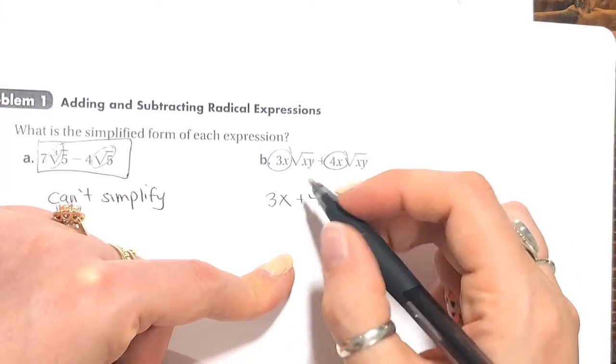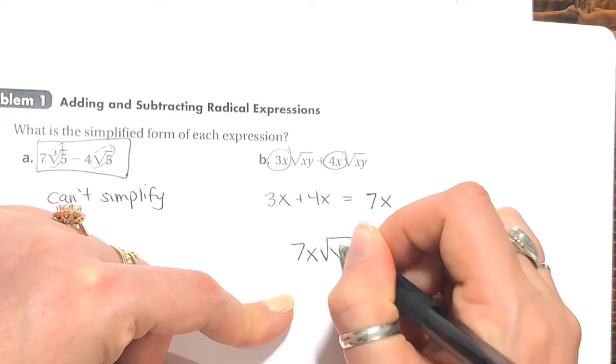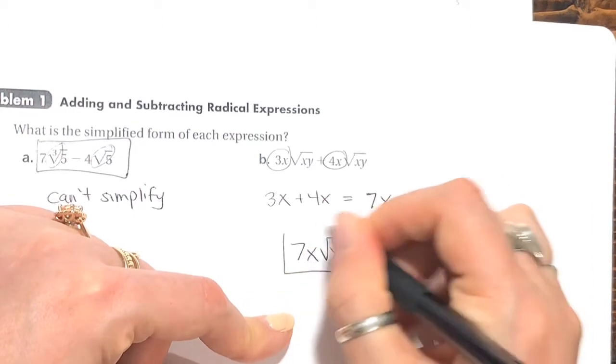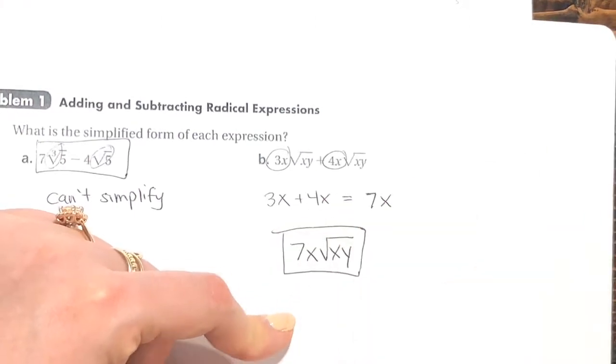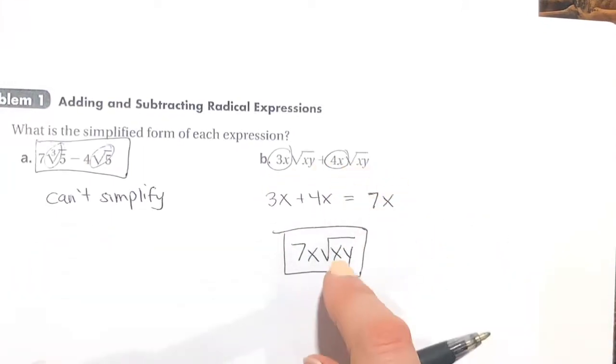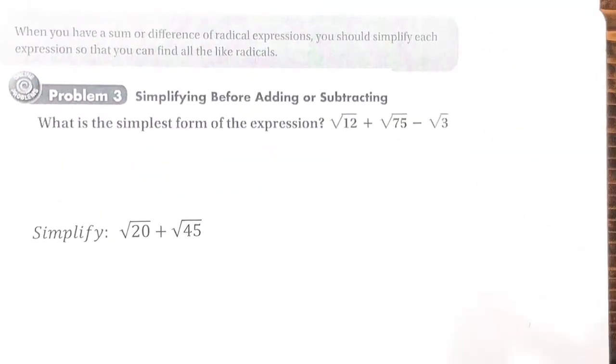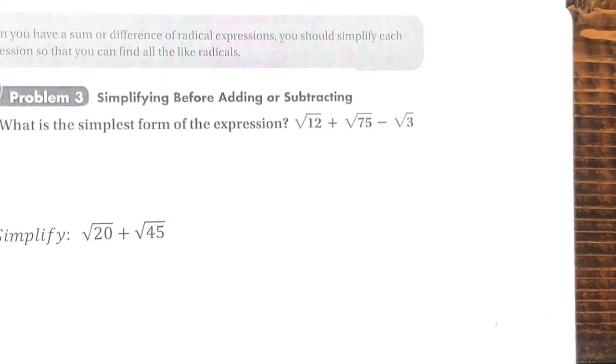And then your answer, you would just put that in the front now. We have 7x's square root of xy. And that would be your answer. So again, we're just taking those front pieces and adding that part. The square root doesn't change. Okay, those were all easier ones, but sometimes you might have to simplify before you can do anything.